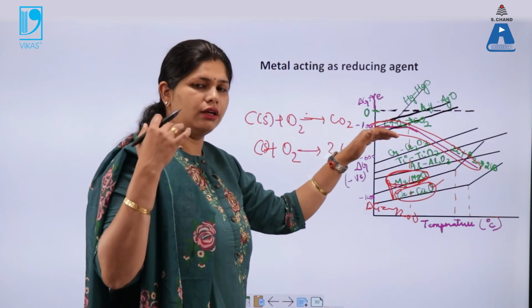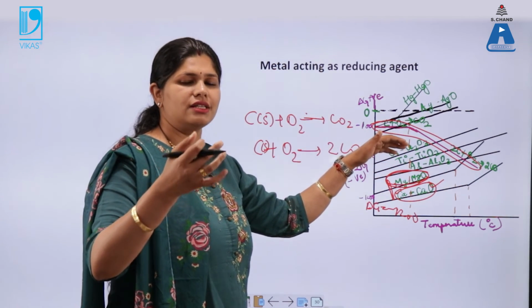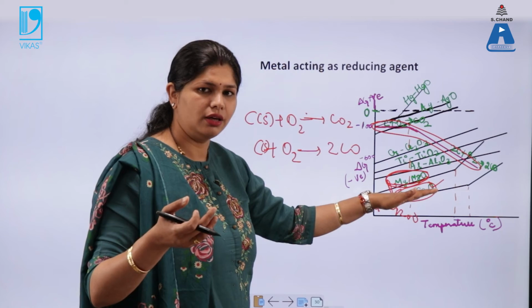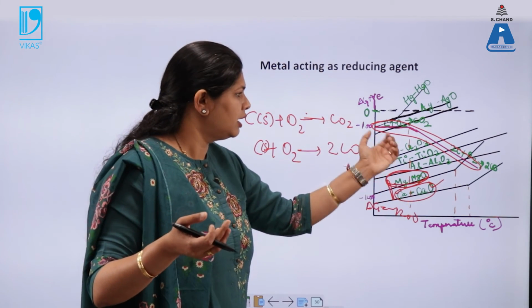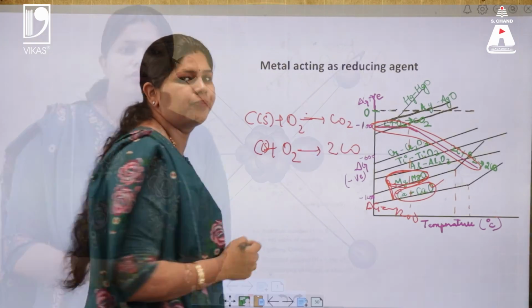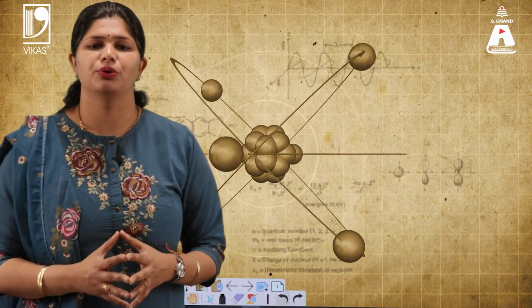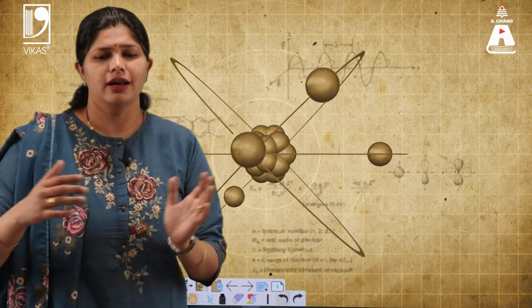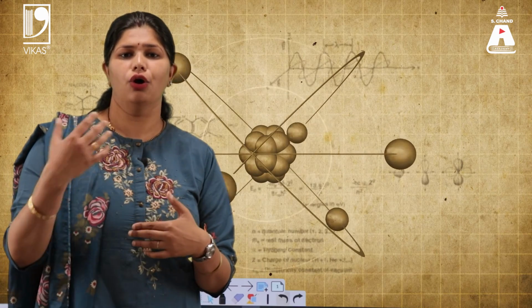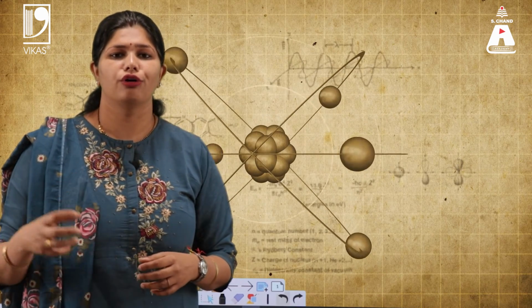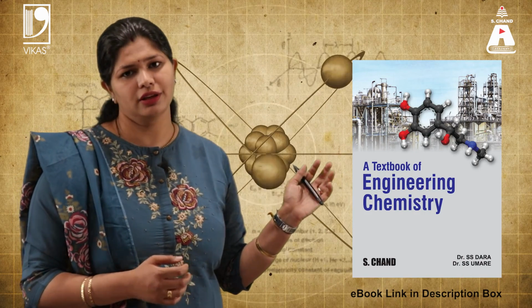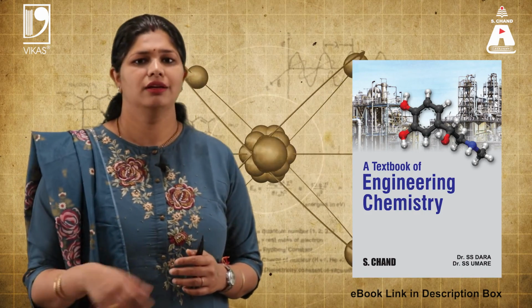So the application of this is that carbon can be used as the best reducing agent in comparison to other metal oxide conversion, and this is the property. So in this topic we have learned about the corrosion, the effect of corrosion, types of corrosion and how it can be removed, and also we have covered the theory behind the thermodynamics of the reduction process and the Ellingham diagrams. To know more about this topic, you may refer to the book by S. Chand Publishing, the ebook link of which is given in the description box.